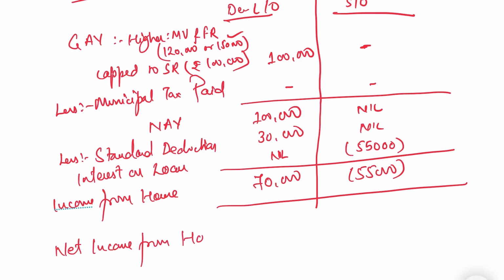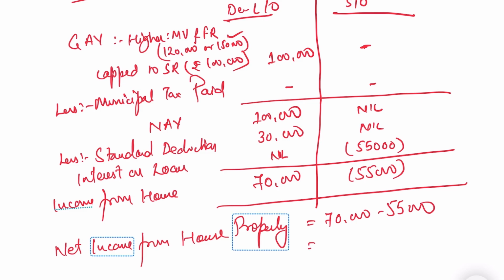And net income from house property, okay, 70,000 less 55,000, that is 15,000. Okay, 15,000 is a net income from the house property. I hope it's clear. There is no doubt so far.